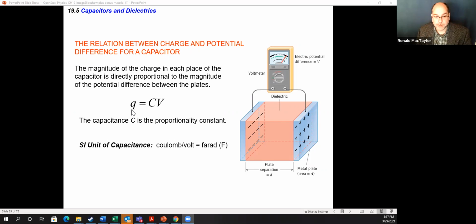So Q is quantity of electric charge in coulombs. Capital C stands for capacitance of the capacitor, which is coulombs per volt, which we use the term farad for. So capital F, coulombs per volt. And then V is voltage in volts, which is joules per coulomb.